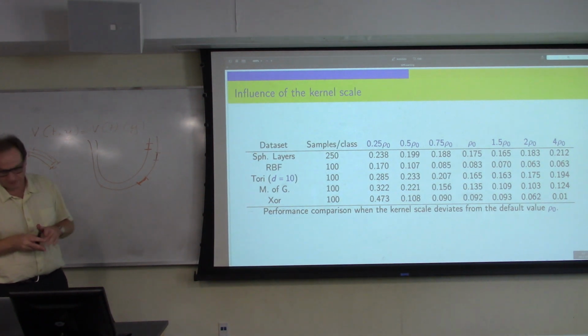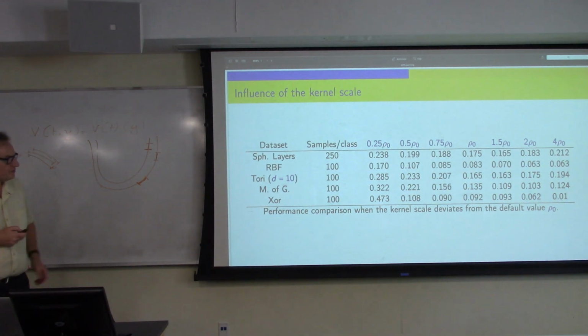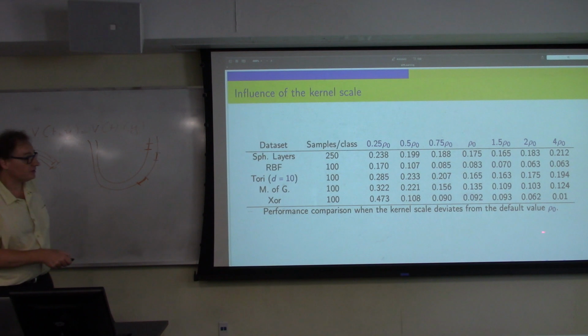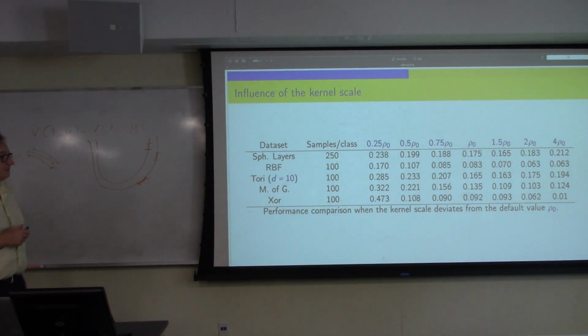A few remarks before concluding. First, you can see that the kernel scale is important. Rho 0 is the scale that I selected, and you can see that it matters. Around rho 0 it's not that bad, except for this example: XOR with 100 training samples has a huge variation, and this is with the rho 0 that I used. You would do much better with a larger scale.